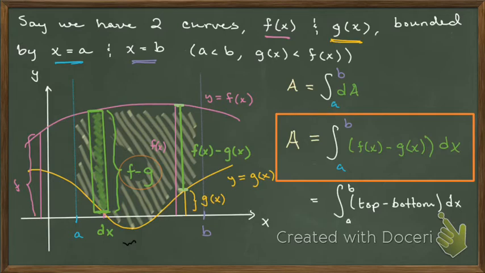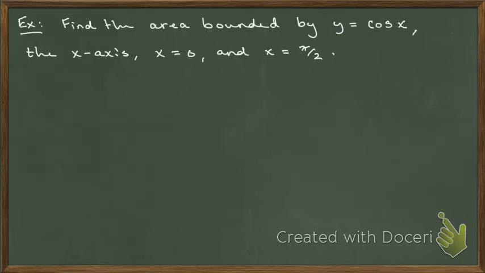The first is going to be just cosine of x. Find the area bounded by cosine of x, the x-axis, x equals 0, and x equals pi over 2. Okay. This is going to feel kind of like the first example I did. This is going to feel very much like the generic integral of f of x, but I want you to try to think about it as there being 2 curves.